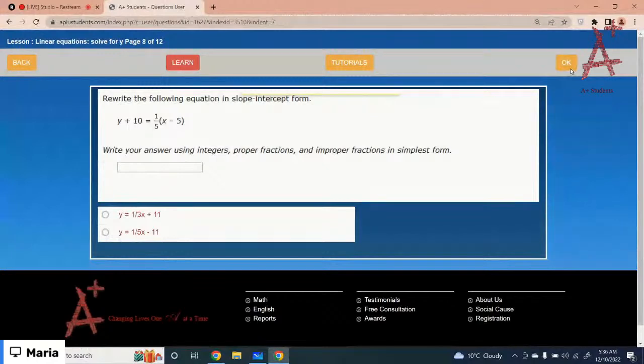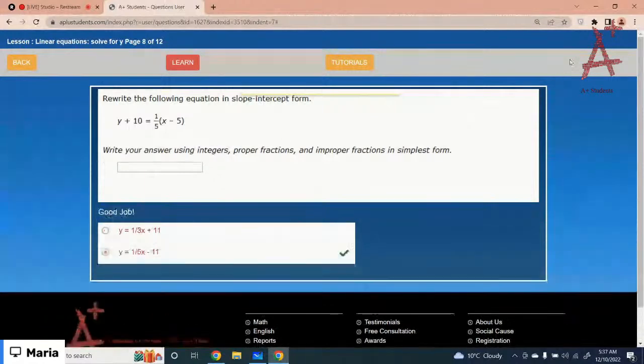Okay, so it would be y plus 10 equals 1 by 5x minus 5. That would be y equals 1 by 5x minus 11. Got it? So just select the correct option and click on the OK button.